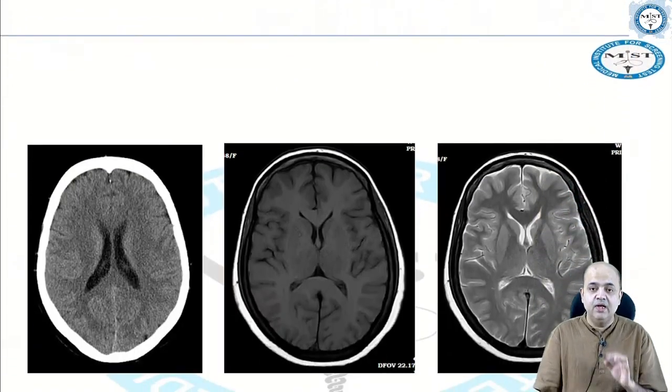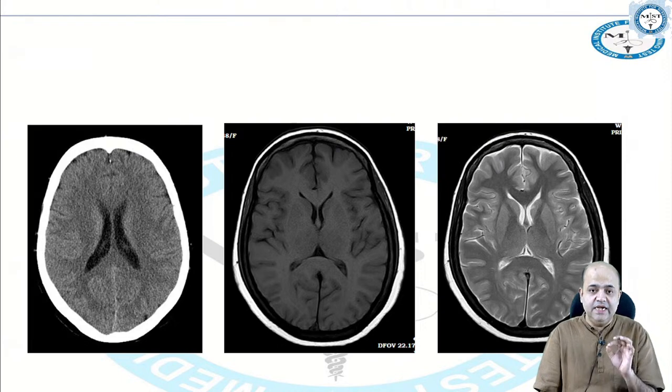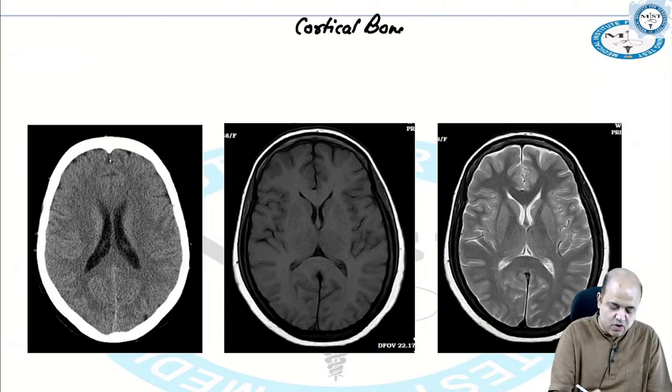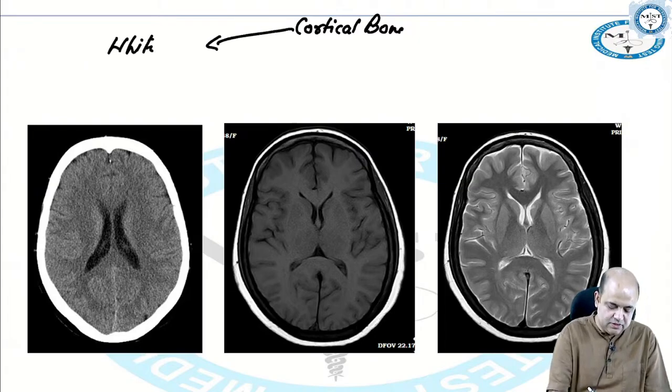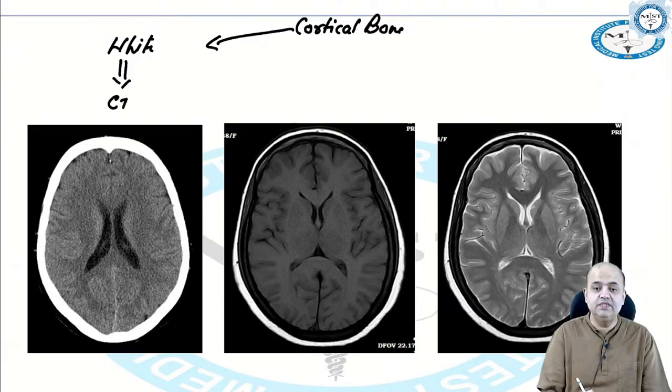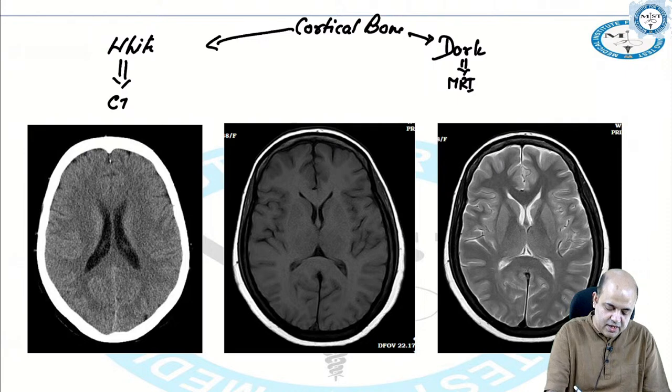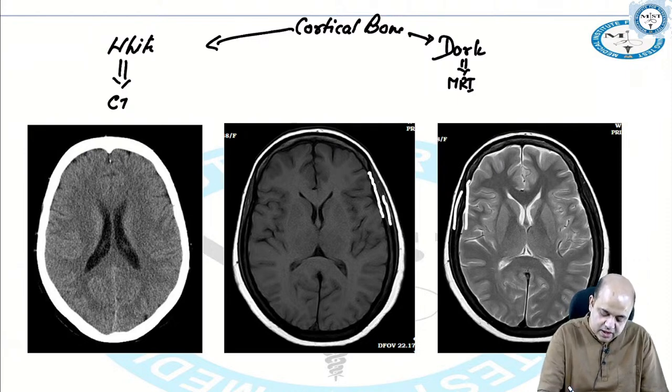Okay. Coming on to the cross-sectional imaging, the CT and the MRI. How do we identify whether it is a CT scan or the MRI? We look at the cortical bone. If the cortical bone is white, it is a CT scan. And if the cortical bone is dark, it is an MRI. Here also we see the cortical bone is dark.